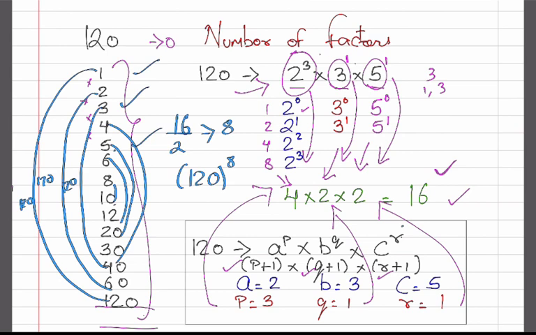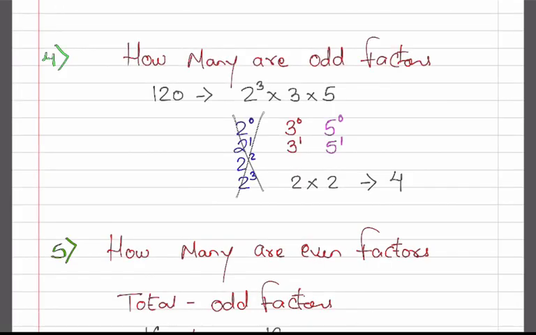Okay, so I am asking you this question. How many are odd factors here? See, whenever asked for odd factors, what do we do? Take out all the 2's. We know that number of factors for this was 4 into 2 into 2. So I take out this 4. What am I left with? 2 factors of 3 and 2 factors of 5. So 2 into 2, number of odd factors will be 4.